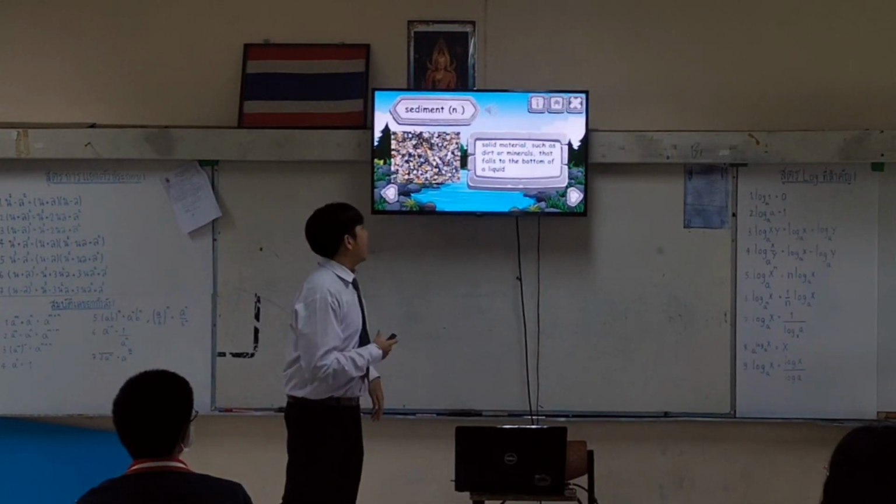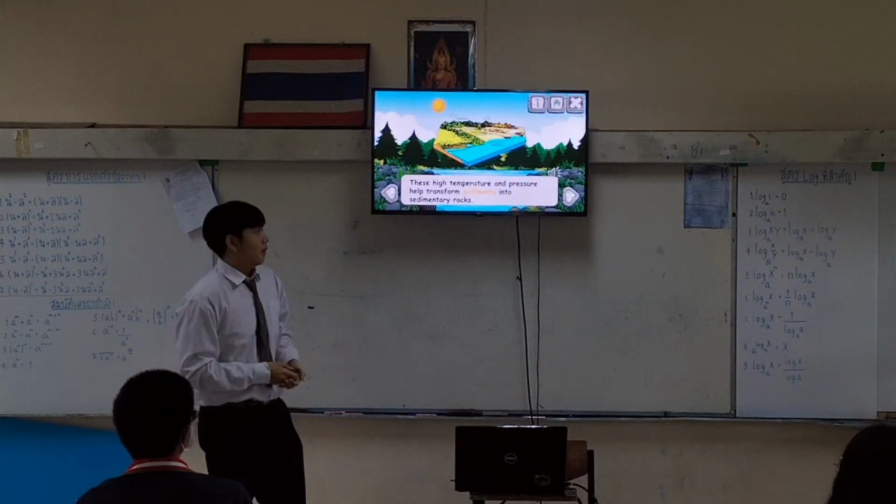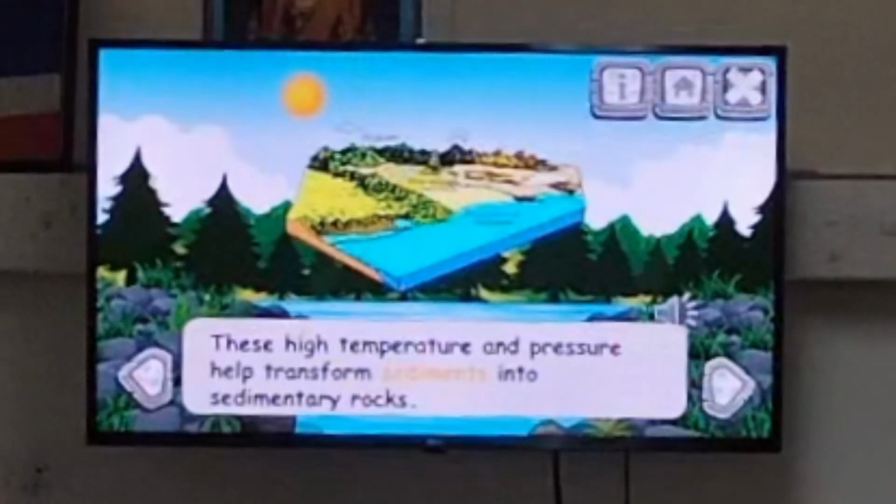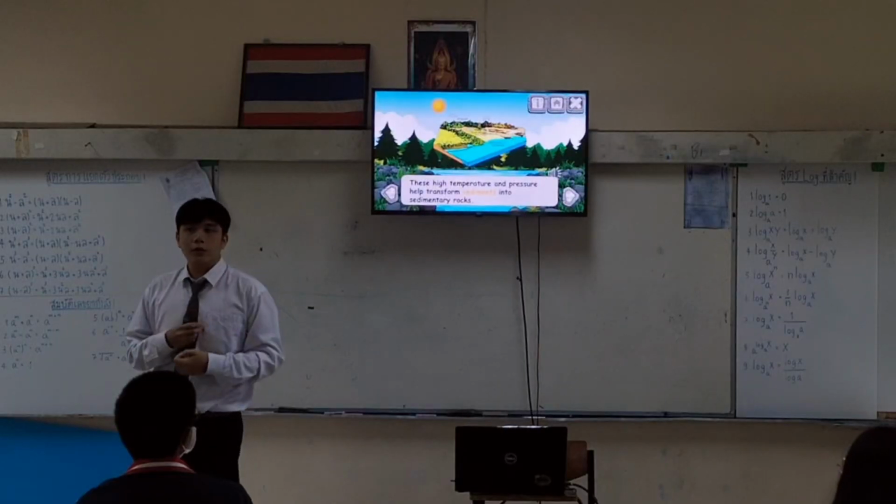Sediment. And here is the sentence. Okay, let's see. These high temperature and pressure help transform sediments into sedimentary rocks. Okay, now your turn.